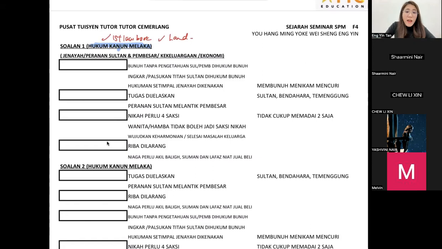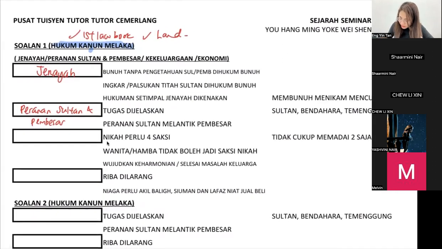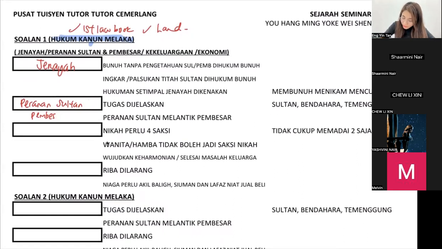So this law book emphasizes 4 categories. Number 1, jenayah cases. Number 2, peranan sultan dan pembesar. Quickly copy down all the keywords into the box. Okay, so the next one here is kekeluargaan. And the next one is economy.